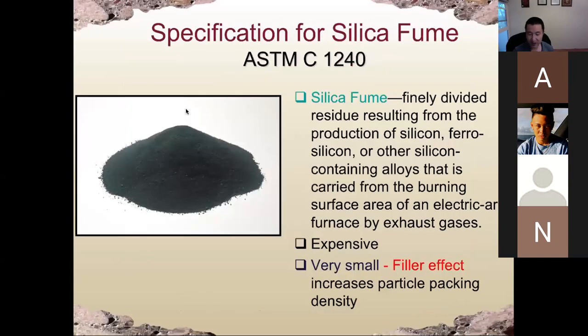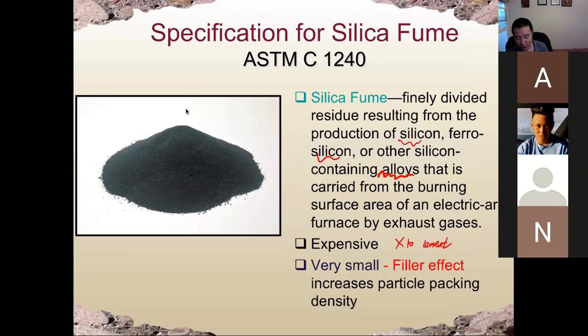The second SEM is of silica fume. Silica fume is a byproduct of silicon, ferrosilicon, or other silicon-containing alloy production. The cost of silica fume is very expensive. It's around 10 times the cost of cement. So when we use silica fume in concrete, the purpose is not to reduce the cost. It is to enhance the performance of concrete.